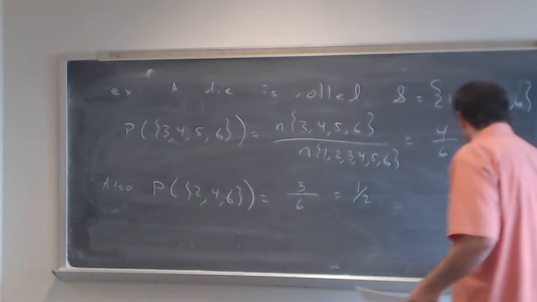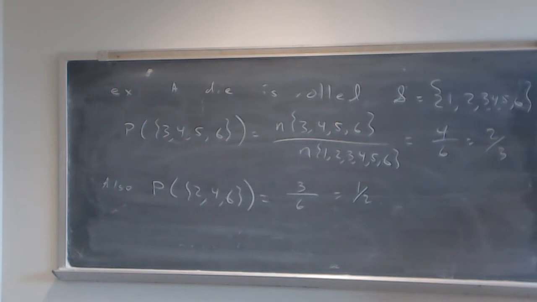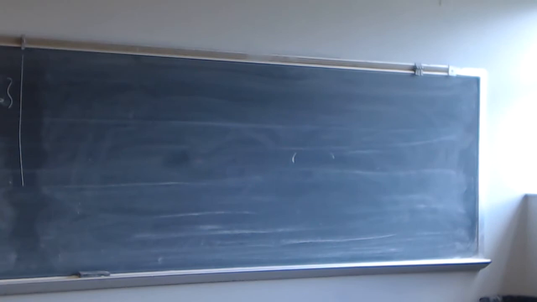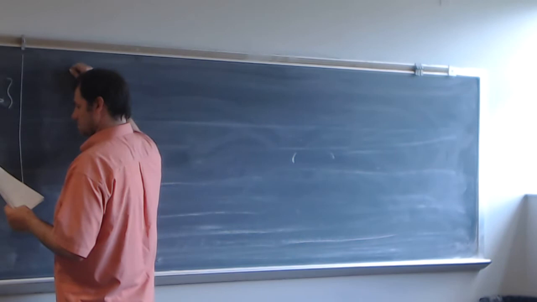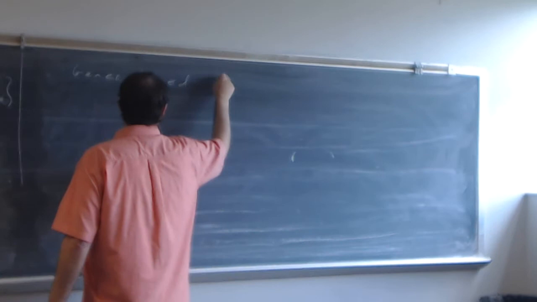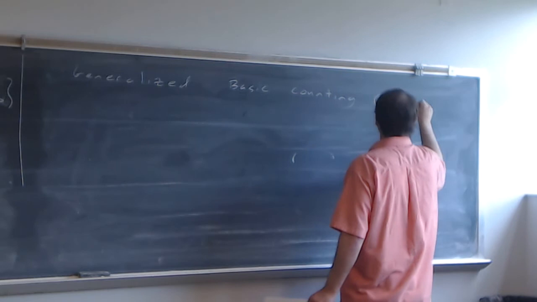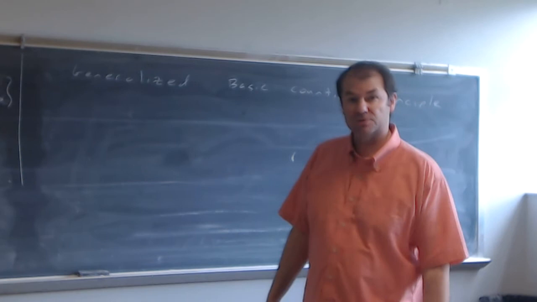All right. Again, as I said, this classical definition is dependent upon counting. So let's look at some principles of counting. First thing on the list is something called the generalized counting principle. It's called the basic counting principle. Some people call this the generalized sequential principle of counting. And so here's what it says.